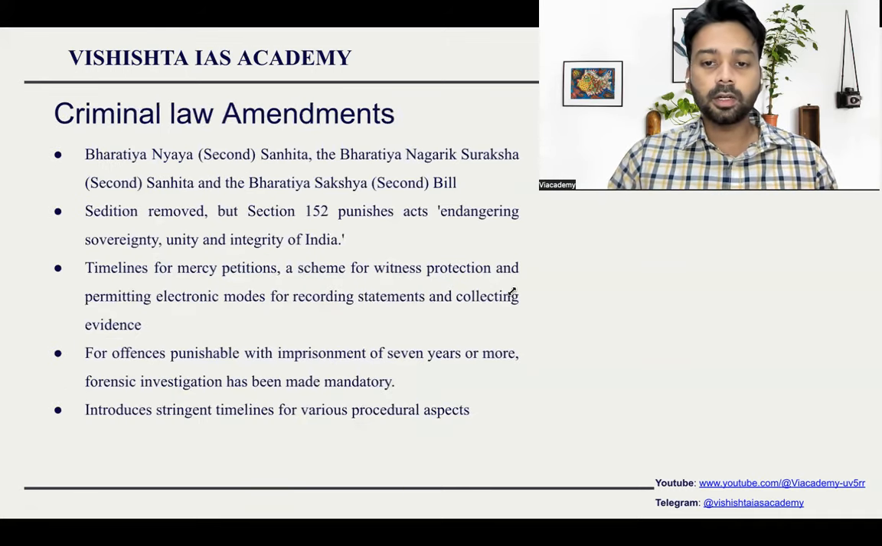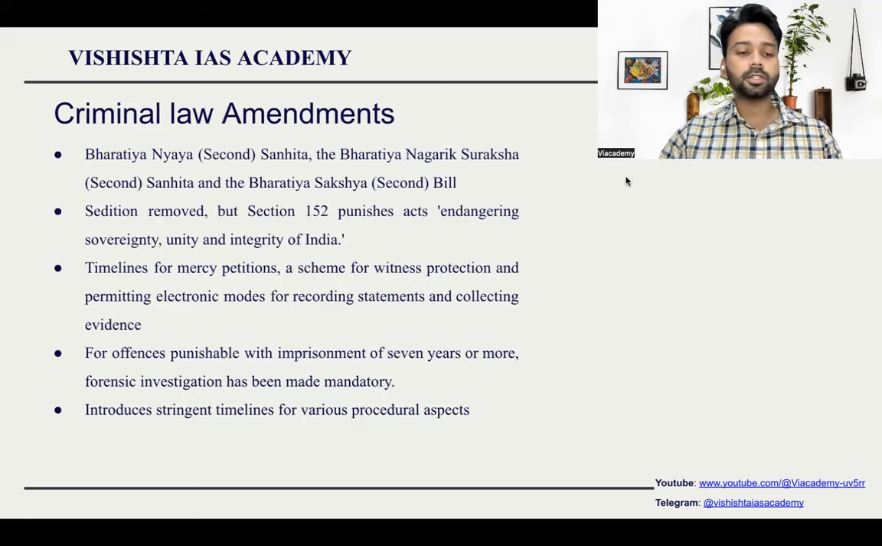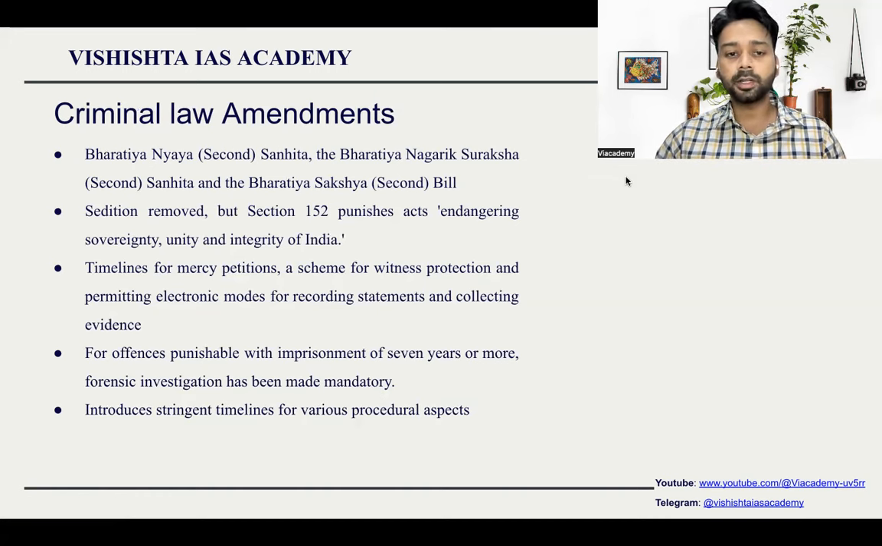Criminal Laws Amendment. So recently, the government has introduced the amendment acts. Three important amendment acts have been introduced. One is Bharatiya Nyay Sanhita, Bharatiya Nagrik Suraksha Sanhita, and then Bharatiya Sakshya Bill. Earlier, the Indian Penal Code was there, Criminal Procedure Code was there, Indian Evidence Act was there.